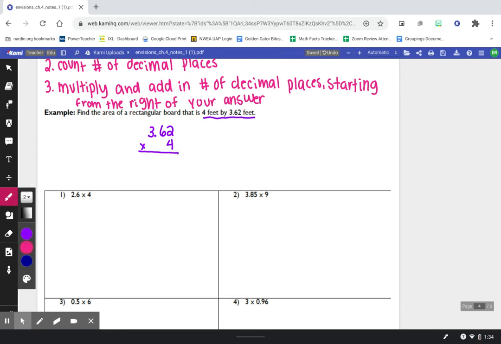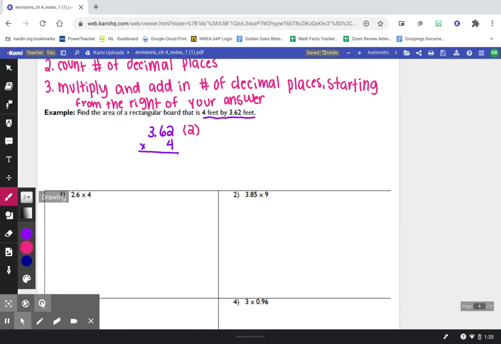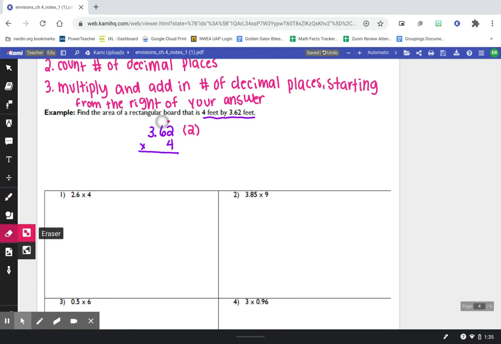Step 2 is to count the decimals. Well, I have 2 decimal places in this one, right? I have the one that is here and one here. So it's 2 decimal places. And then I have none with the 4. So if I put these together, 2 and 0, my answer should have 2 decimal places when I'm done.